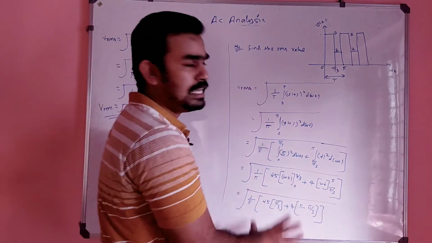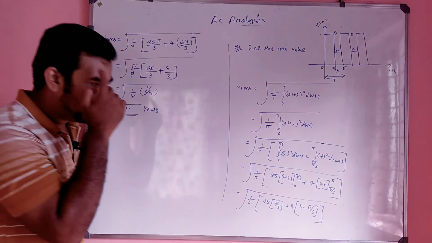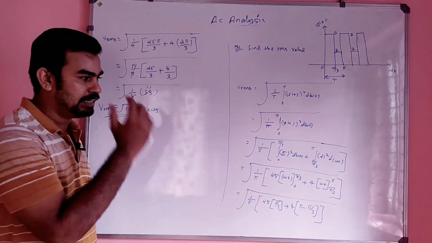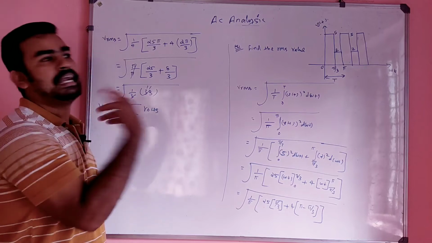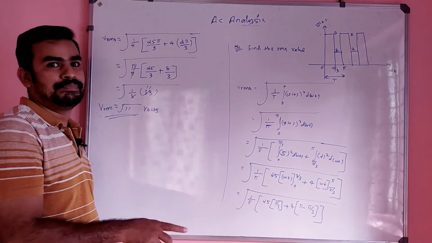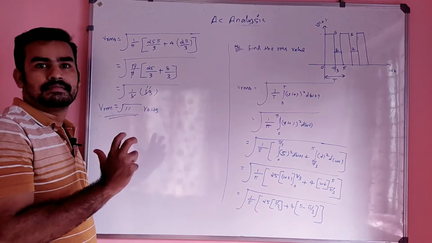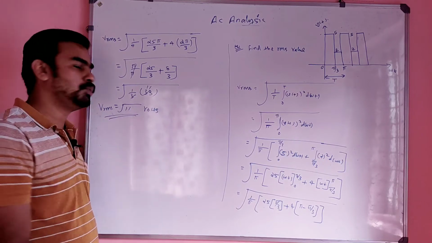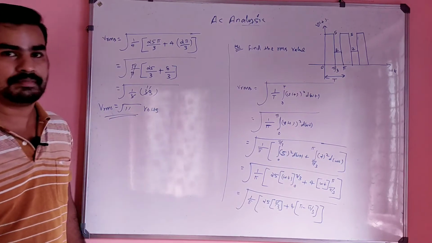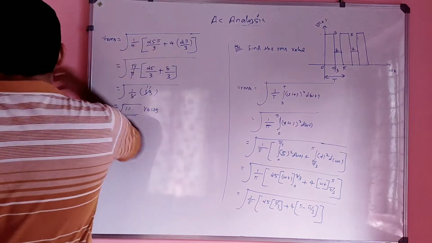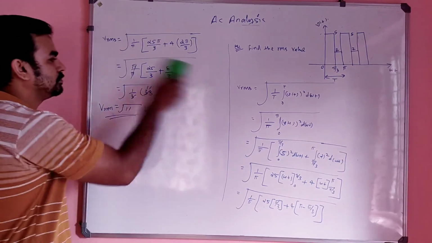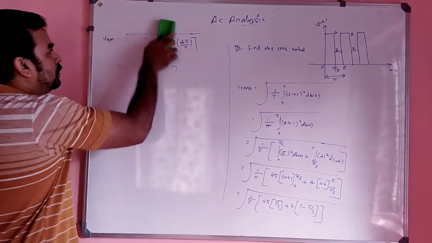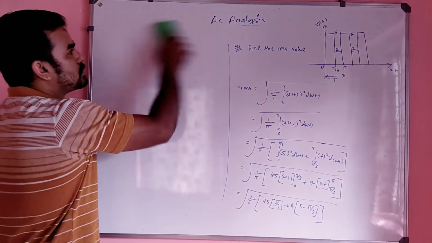The problem is very easy actually, but you have to take care of the integration, with respect to what, d omega t with respect to d omega t. That type of mathematical skill you should have, otherwise this will be difficult for you. Okay, so let's go for the next one. I think it's very easy and so clear to you all, right? So let's go for the next question.